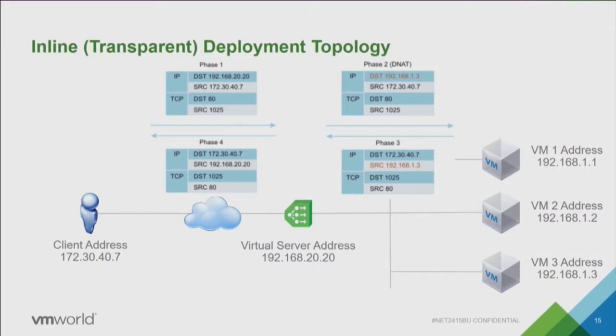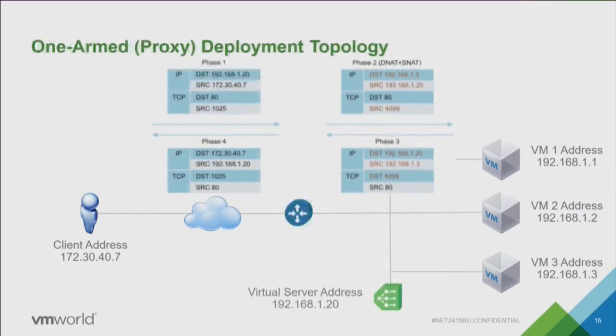So, our alternative is the one-armed or proxy deployment. The one-armed deployment is what you get if you don't check that transparent box. I just put proxy in there because that's more of a naming convention. There isn't really anything that you're doing in NSX to specifically configure this other than not checking the box. But this one works a little bit differently.